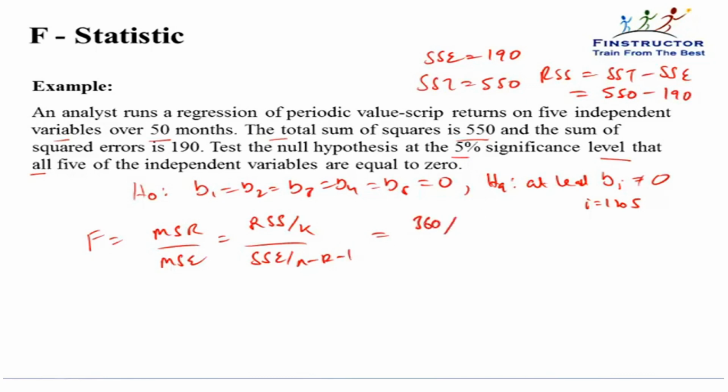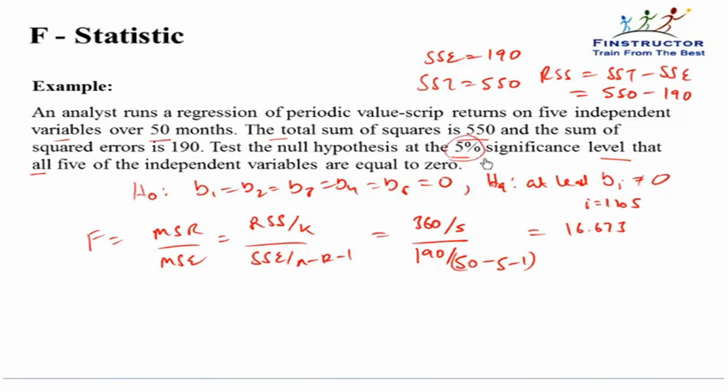That will be 360 upon the number of independent variables, that is 5, upon the sum of squared errors, that is 190, divided by the size of the sample, that is 50, minus 5 minus 1. That will come out to be 15.673 approximately.